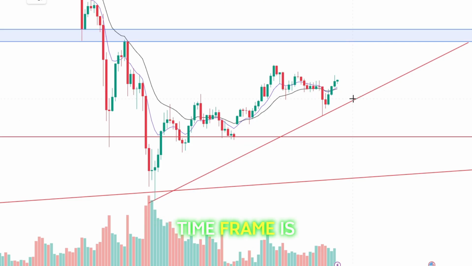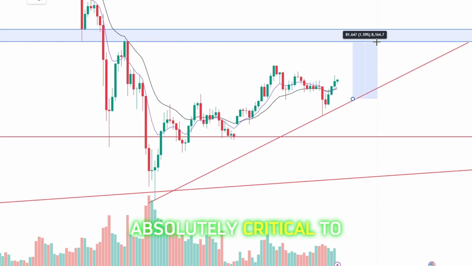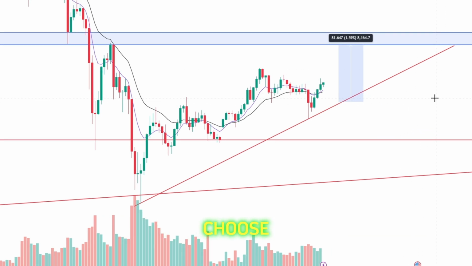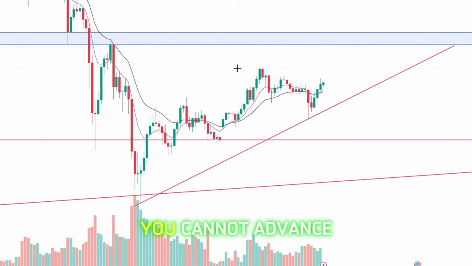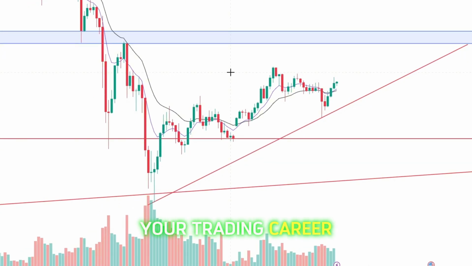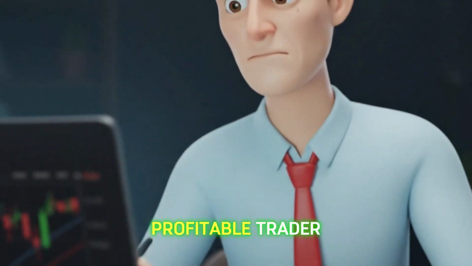Choosing the right time frame is absolutely critical to your success. If you do not understand which time frame to choose or which type of frame is right for your specific trading style, you cannot advance your trading career. If you don't nail this down right now, you are going to struggle to become a consistently profitable trader.